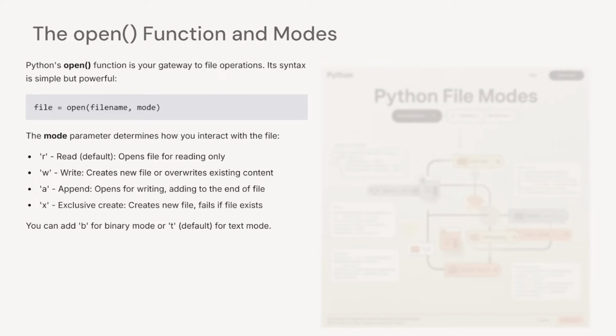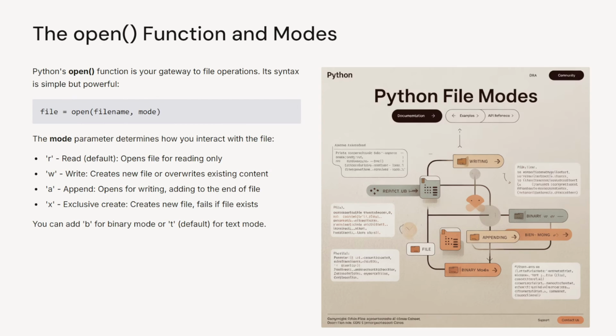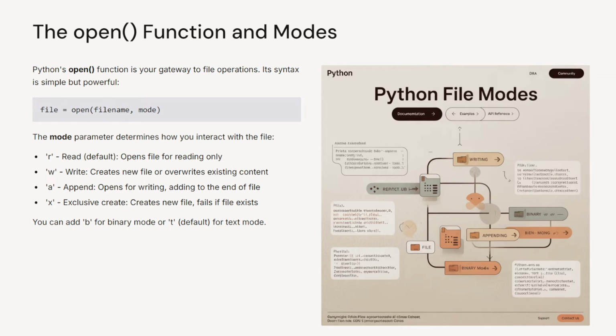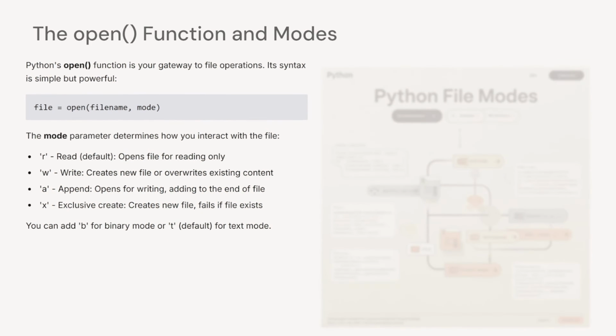The mode parameter determines how you interact with the file. We have the r, which is read, the default, which opens the file for read only, and then we also have the w, which writes, creates a new file, or overwrites existing content. We also have the a for append, which opens for writing and adds to the end of the file. Last but not least, the x for exclusive create, which creates a new file and fails if the file exists. You can also add b for binary mode, or t, the default, for text mode, and the like.